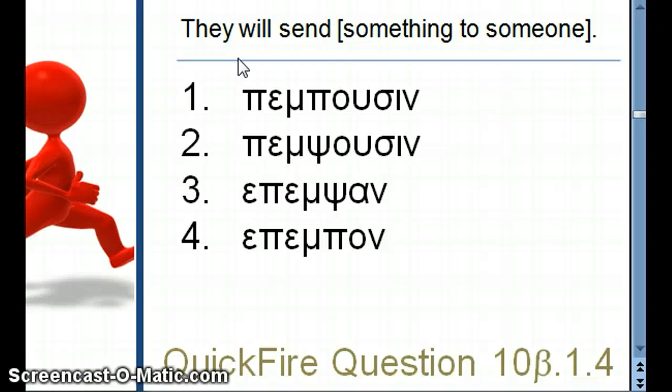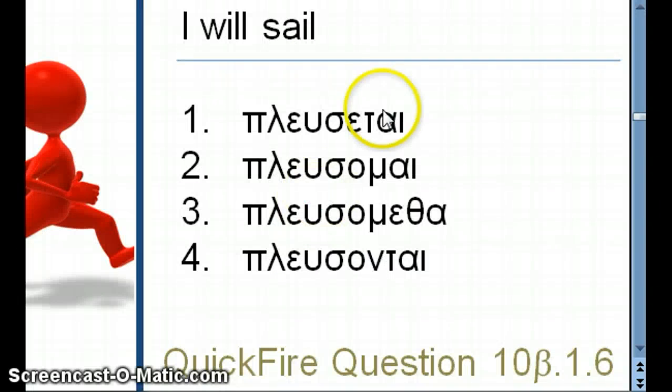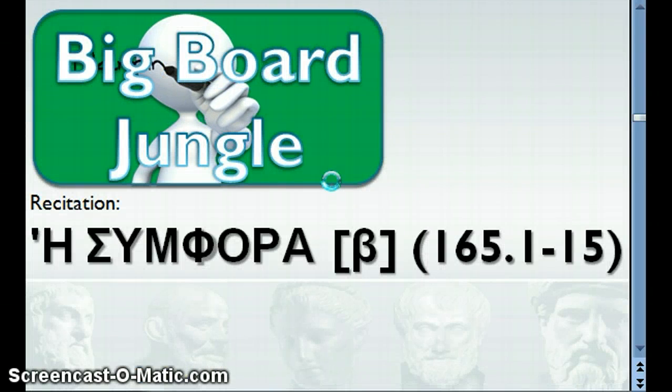They will send something to someone. Well, that's good. So it's going to be future, straightforward. What's this form? That's the aorist. What's this form? That's the imperfect. The aorist won't be on the national Greek exam for high schools. It will be on the college one, but the national Latin exam will have the imperfect. Greek exam will have the imperfect. Will persuade. You see here, will persuade. Piece of cake. I will sail. Piece of cake.